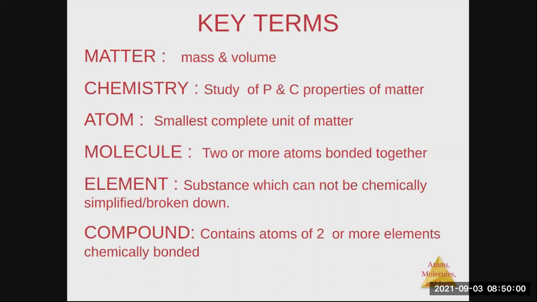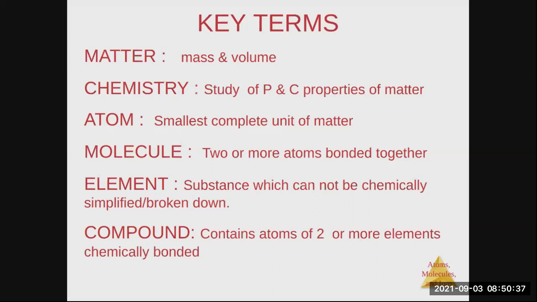Now, when we talk about matter, all matter, anything that has mass and volume, is made up of incredibly tiny particles. These particles are known as atoms. Each one is an atom. And the atom is the smallest complete unit of matter. We'll be looking at that in more detail later. Now, when we take at least two atoms and join them together, we call that a molecule. So a molecule is essentially a group of atoms held together.